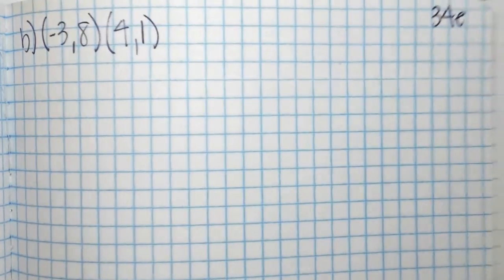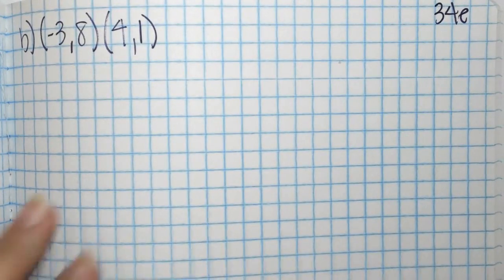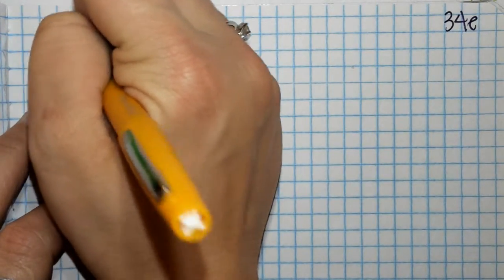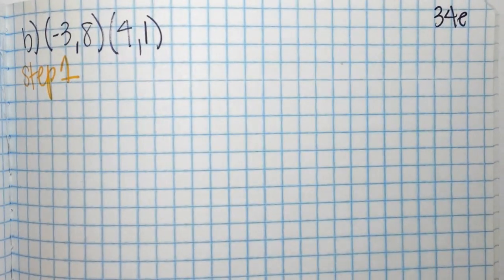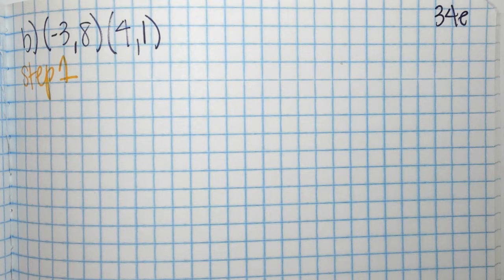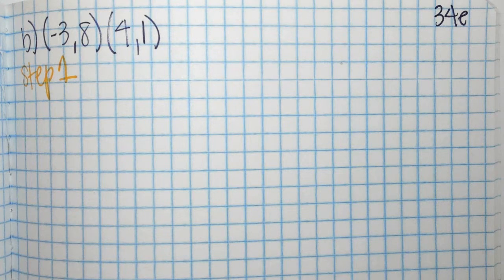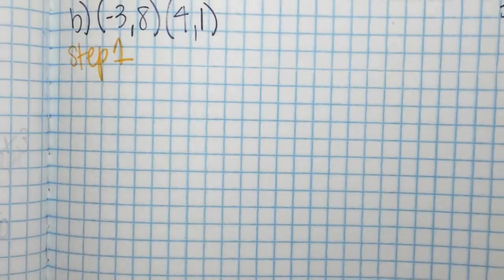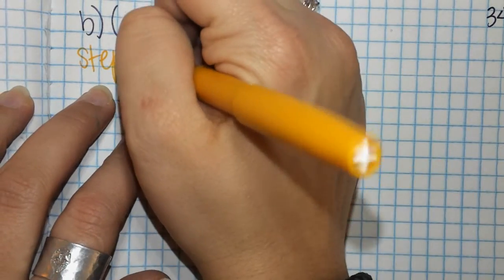Alright, so first, what did we say step 1 was? What do we have to do first? No, what did we say we have to do first? What's step 1? Find the slope. That's all I want y'all to do, is tell me what step 1 is. Find the slope.